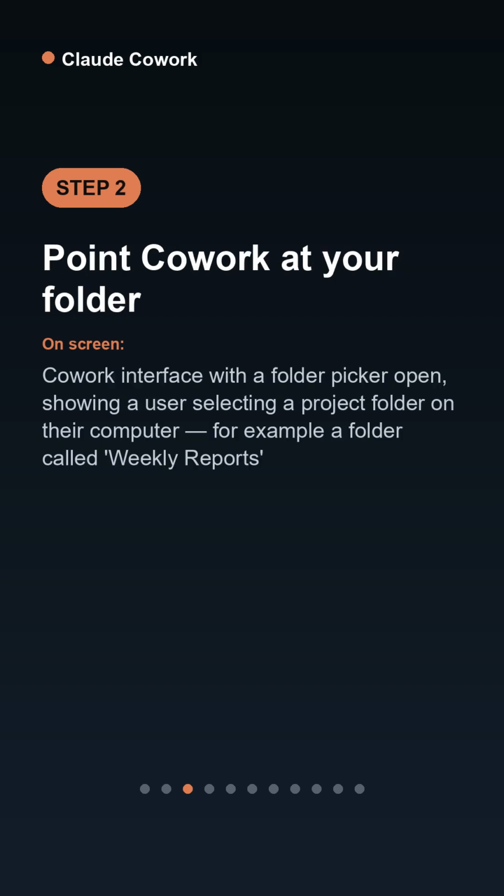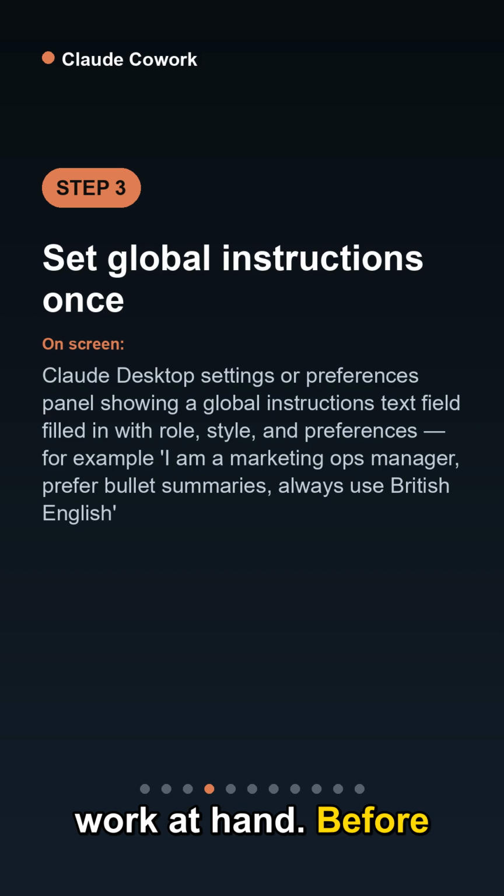The first thing you do is give Cowork a working folder. Point it at a folder on your computer where your relevant files live, a project folder, a reports folder, whatever makes sense for your task. Cowork can read, edit, and create files inside that folder, so keep it organized and scoped to the work at hand. Before you run anything, set your global instructions.